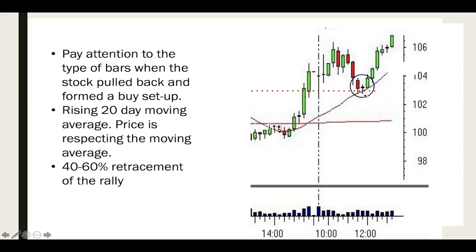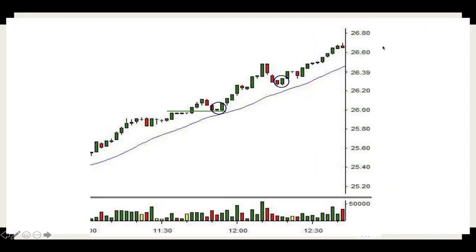Stop loss would be under this candlestick. Entry would be over this candlestick. And you would be entering during this green bar as soon as it hits the entry over that doji candle. And boom, nice move higher. Our target is right here. Let's look at another example of this buy setup.